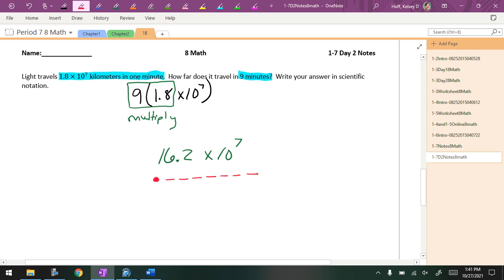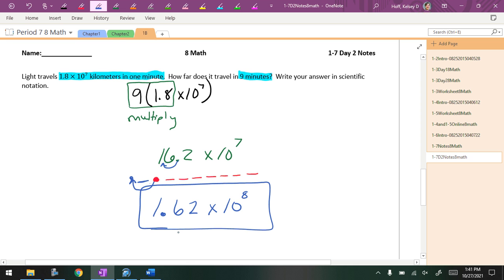In 16.2, what am I going to do with that decimal? Move it to the left 1. So in our dash diagram, we move it to the left 1. What do I do in that open swoop? Add a dash. My answer ends up being 1.62 times 10 to the 8th. 8 dashes to the right-hand side.